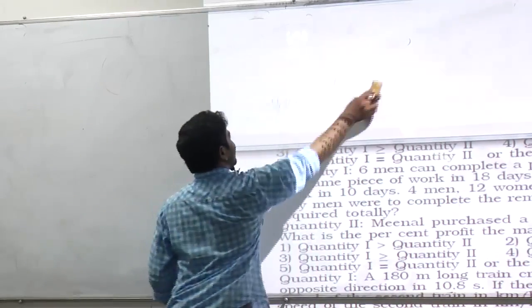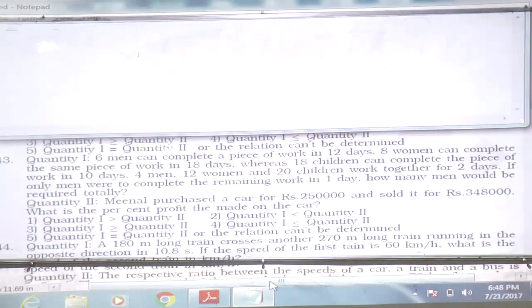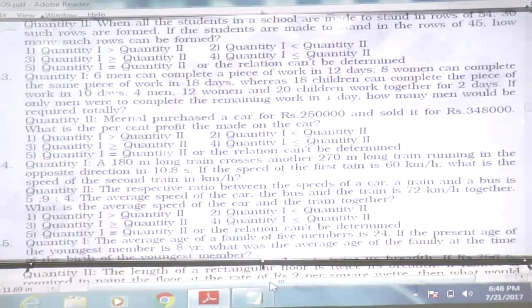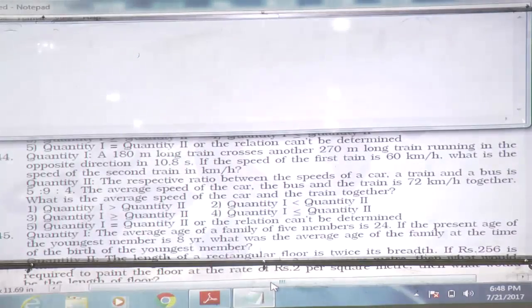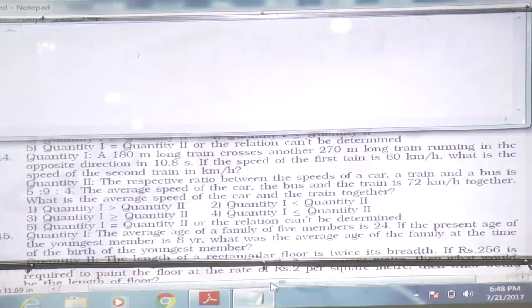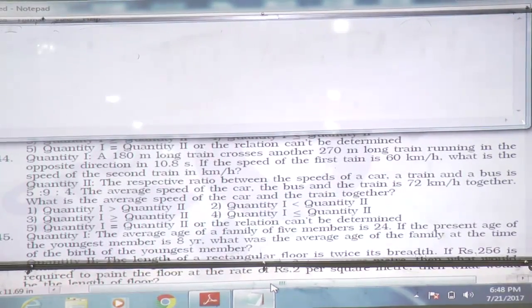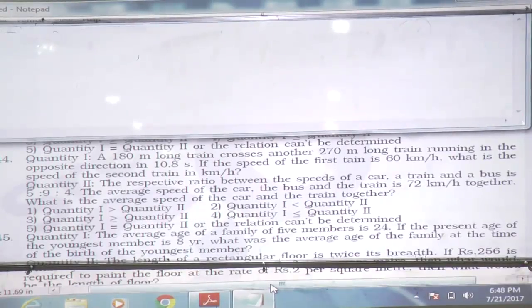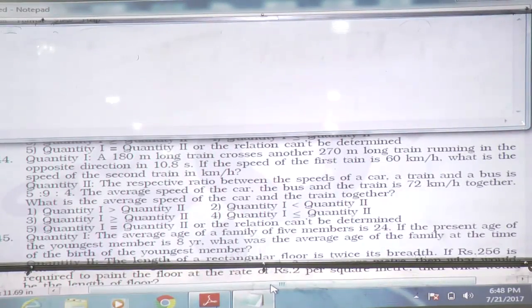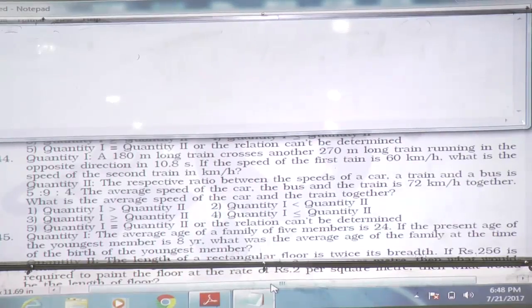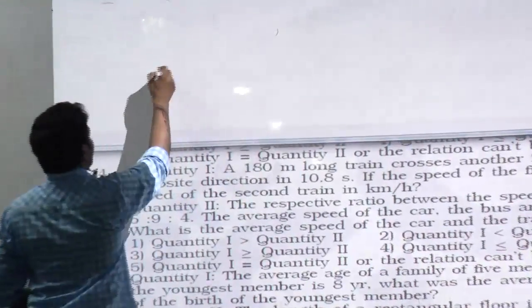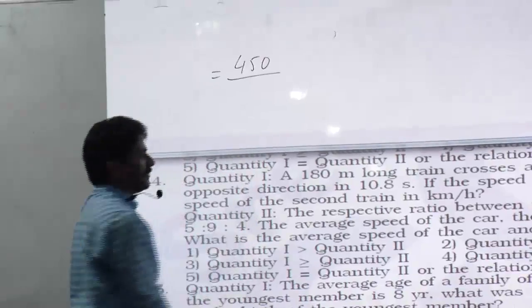Next. Quantity 1, a 180 meters long train crosses another 270 meters long train running in the opposite direction in 10.8 seconds. If the speed of the first train is 60 km per hour, what is the speed of the second train? Now if a train tries to cross another train, distance travelled in that case will be train length 1 plus train length 2. How much is that? 180 plus 270, 450. And what is the time taken?